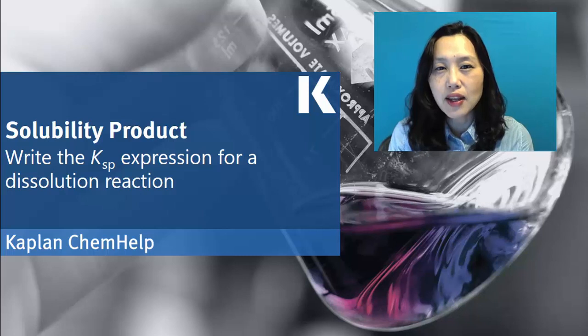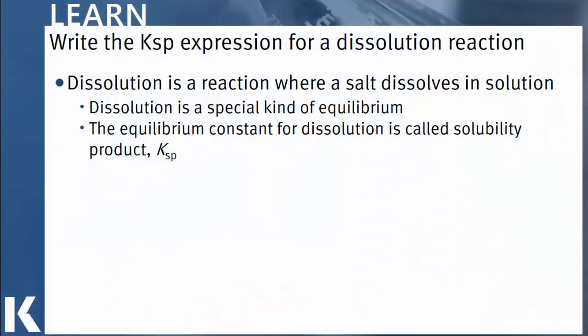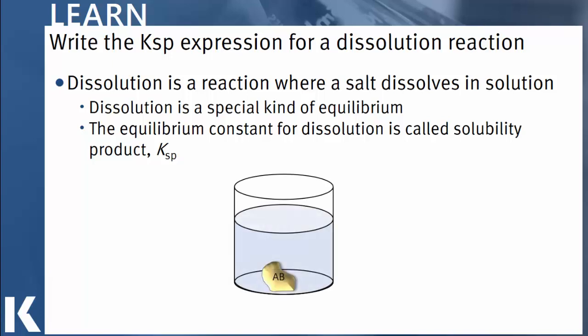My name is Kim, and in this video we'll be going through the steps for writing a KSP expression for a dissolution reaction. Dissolution describes the process of dissolving a solid into a liquid, usually water. For example, my hypothetical solid AB is added to some water, and after I've let it equilibrate, a proportion of the salt will dissociate into its ions A+ and B-. The KSP will describe how much of the salt will dissolve in solution at equilibrium.